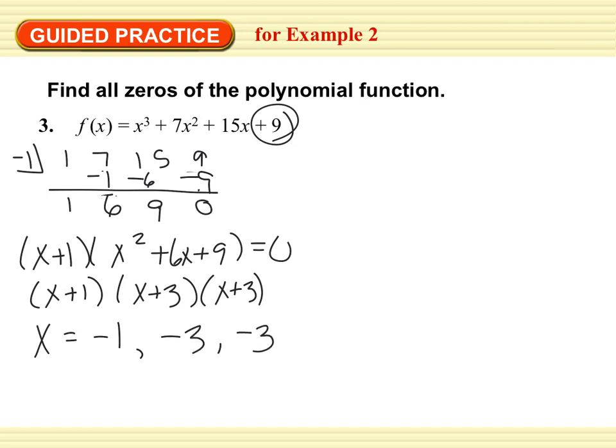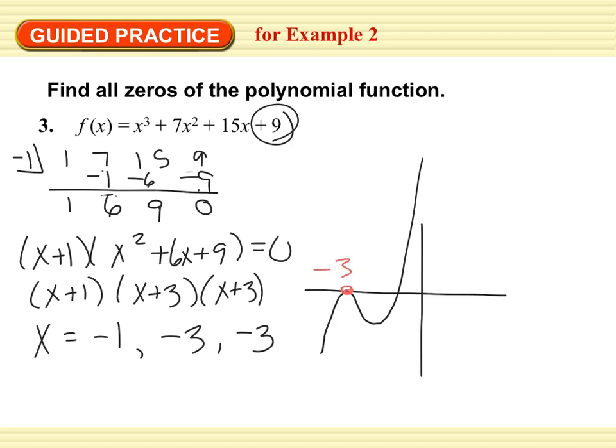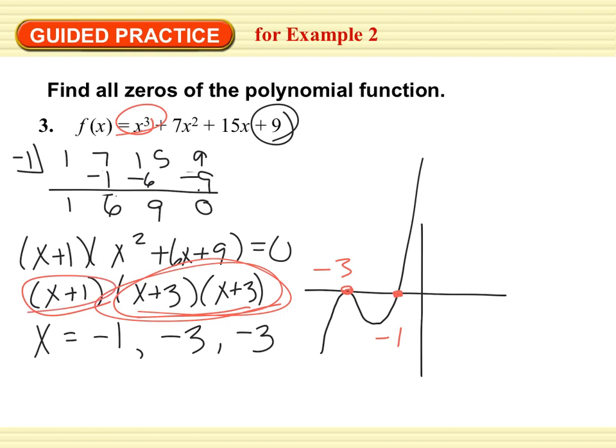If I graph that on Desmos really quick, I get a touch at -3 and a cross at -1. If you remember, the touch means that it happens twice, or an even power, but I only have 3 degrees to go from. So the touch means this one happens an even power, or in our case twice, and then it crosses, it happens an odd power, or in our case just once.